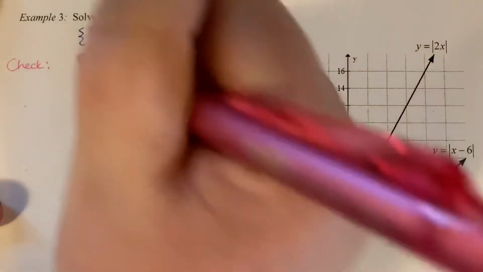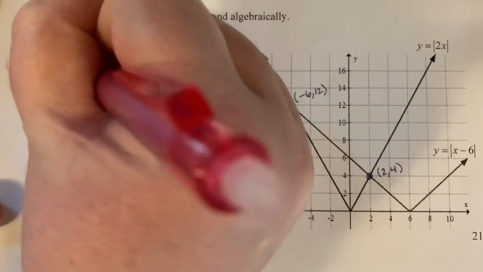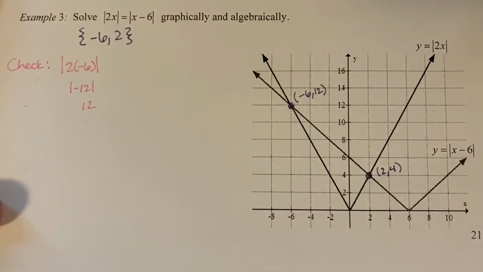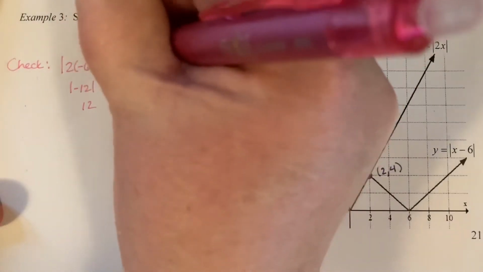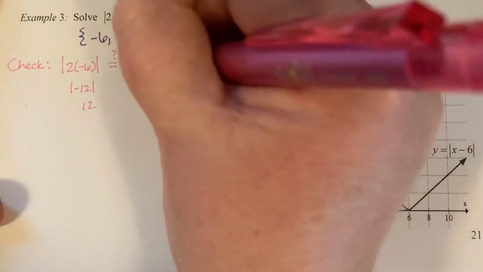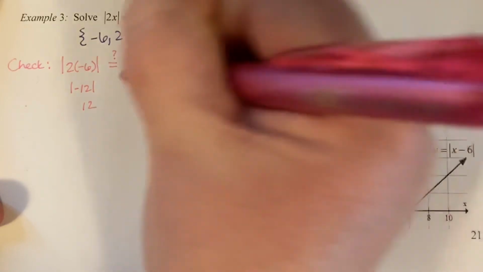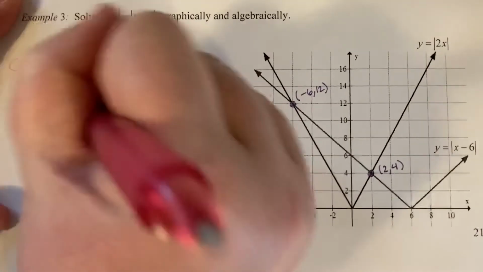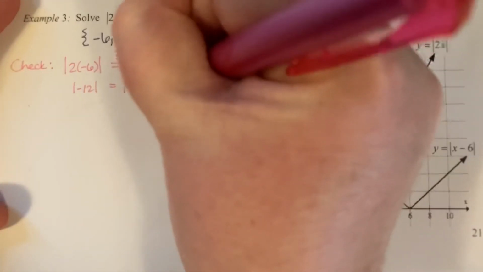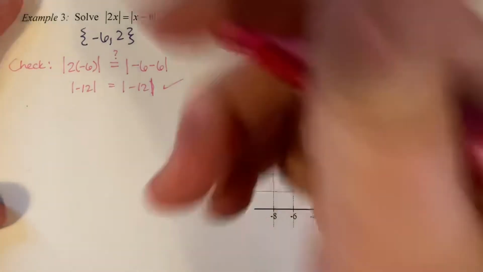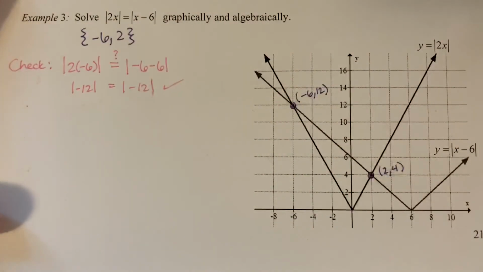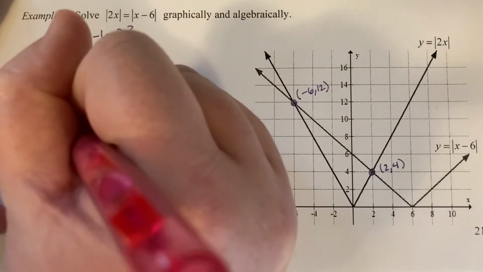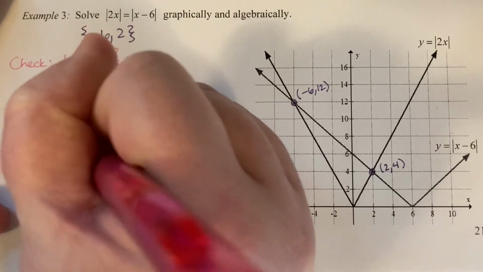So if I check, the absolute value of 2 times negative 6 would be the absolute value of negative 12, which is 12. On the other side, I'm seeing, does that equal the absolute value of negative 6 minus 6, which is also the absolute value of negative 12. So yeah, it checks out. I don't even need to evaluate that. Those are equal. Let me make it look like an absolute value though. There we go.